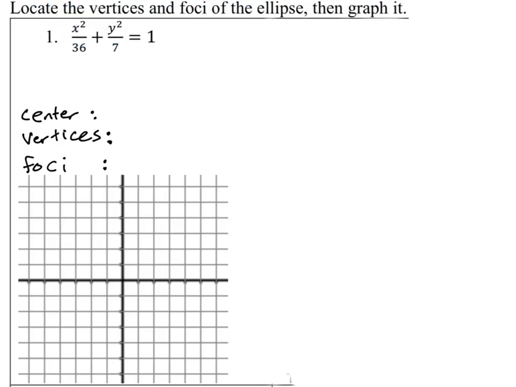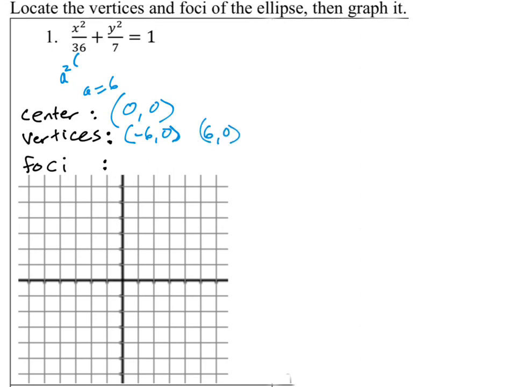So let's start at the beginning. You need to first locate the vertices and foci of the ellipse, and then graph it. It's awfully convenient that this is centered at 0, 0, so our center is just going to be at 0, 0, because there's no extra things here with the x and y squared. To get our vertices, you go from your center horizontally, a distance of a. This is a squared, and so a is going to equal 6. So your vertices are going to be at negative 6, 0 and 6, 0.